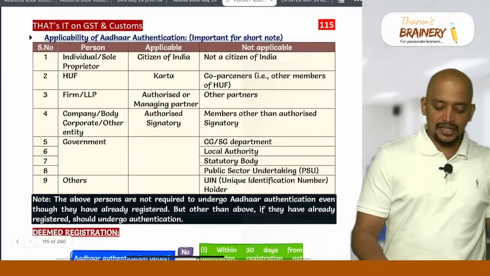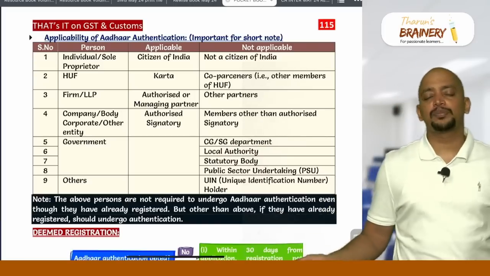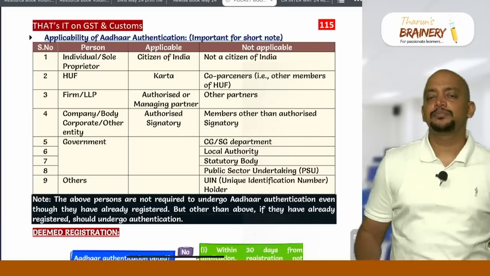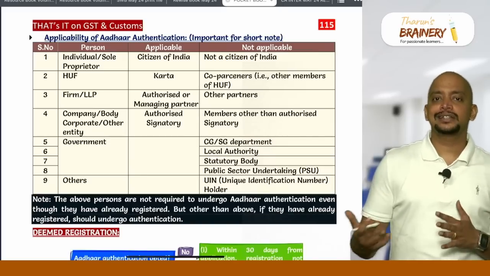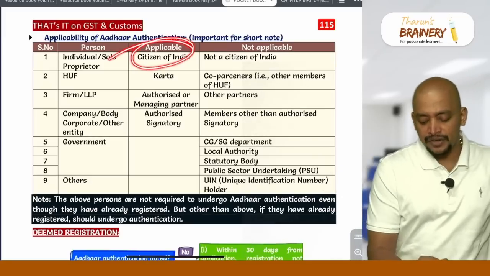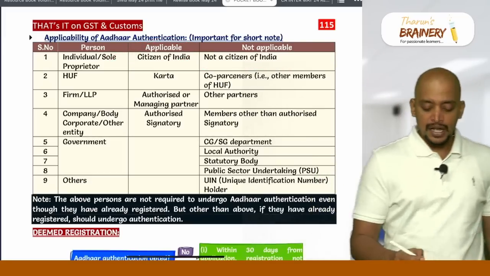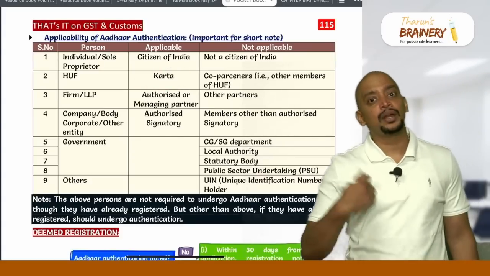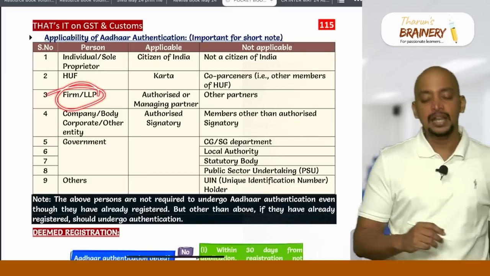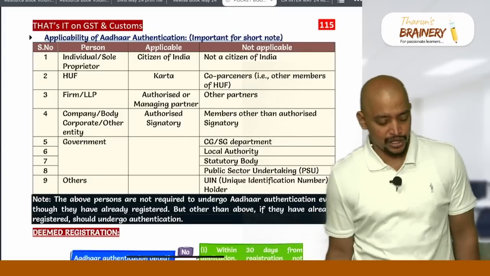And then applicability of Aadhaar authentication. In a few cases Aadhaar authentication is not applicable, in a few cases it is applicable. So that you remember easily. First, individual, in which case is it applicable? If the person is other than a citizen of India, then Aadhaar authentication is not applicable. Citizen of India, Aadhaar authentication applicable; not a citizen of India, not applicable. In case of HUF, for Karta only Aadhaar authentication is applicable, for other members not applicable. Same way for firm or LLP, authorized or managing partner only needs Aadhaar authentication, other partners not applicable.